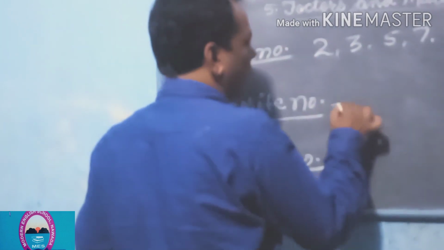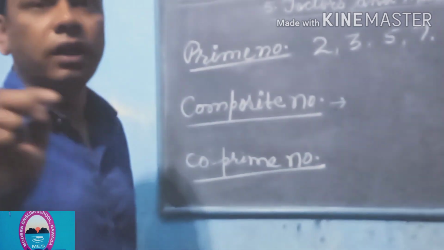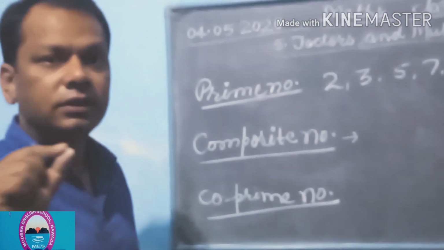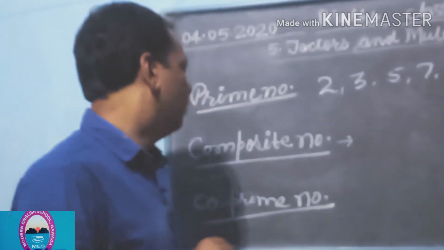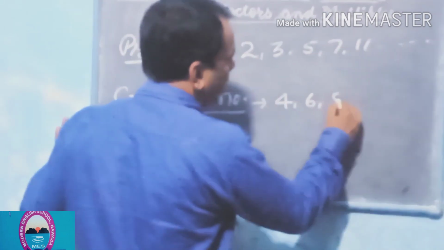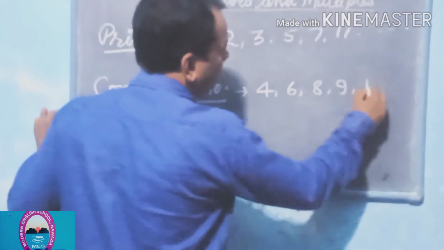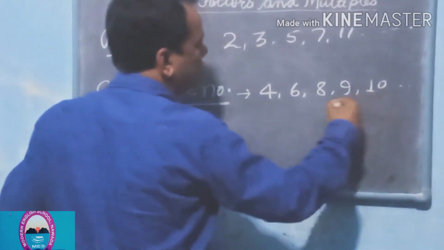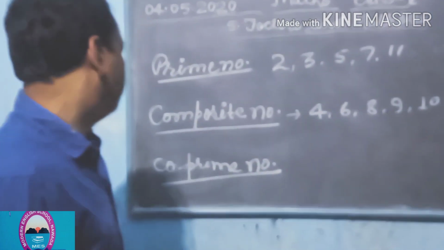Composite number: a number which has more than two factors is called a composite number. For example, 4, 6, 8, 9, 10. All these numbers are composite numbers.